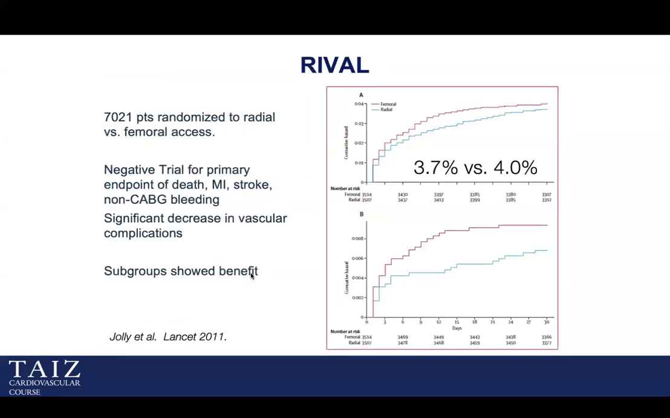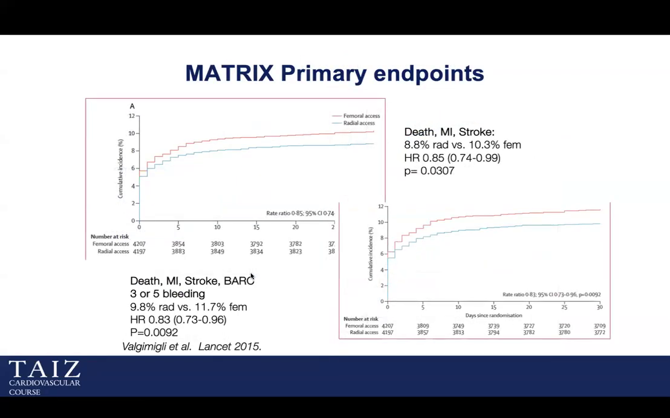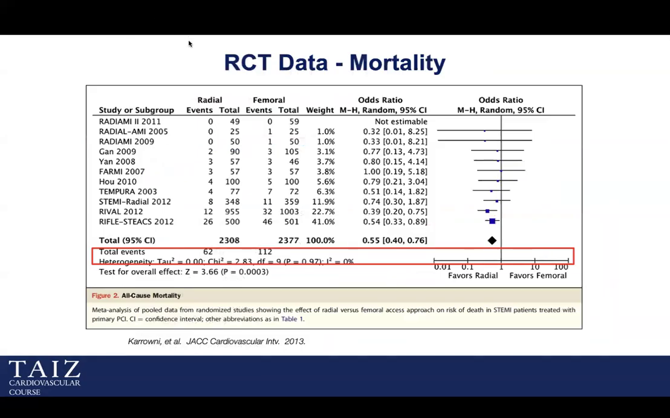Now, radial access, there were a lot of studies. The ARRIVAL study showed a significant decrease in vascular complications with radial compared to femoral access. Also, the MATRIX study showed a significantly lower risk of mortality, MI, and stroke with radial versus femoral. And there was a big meta-analysis published in JACC Interventions in 2013, about 10 years ago. It showed radial has lower mortality than femoral. We prefer radial always for coronary cases.